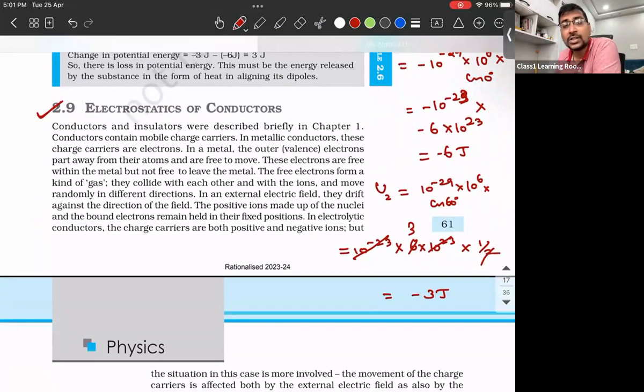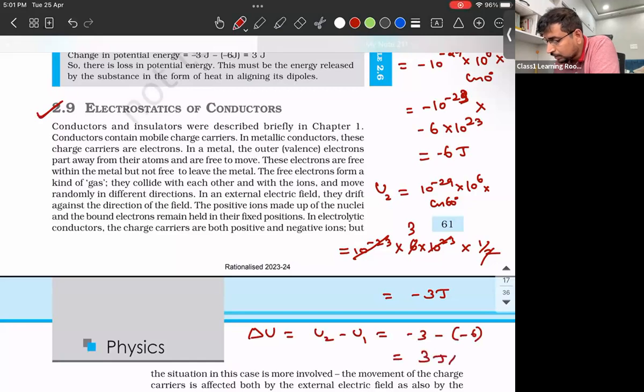So what is going to be the change in potential energy? Delta U is going to be equal to U2 minus U1. So minus 3 minus of minus 6, it is going to be 3 joule. So 3 joule is the amount of heat that is getting released. So I hope you could understand this.